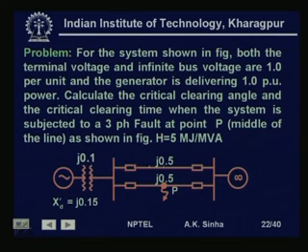Now, let us take one small example for this. Again here what we have, a single machine connected to an infinite bus by means of a double circuit line. The fault occurs at the middle of the line. For the system shown in figure, both the terminal voltage and infinite bus voltage are 1 per unit and the generator is delivering 1 per unit power. Calculate the critical clearing angle and the critical clearing time. Of course, critical clearing time in this case we cannot calculate when the system is subjected to a 3-phase fault at point P, that is the middle of the line as shown in figure.